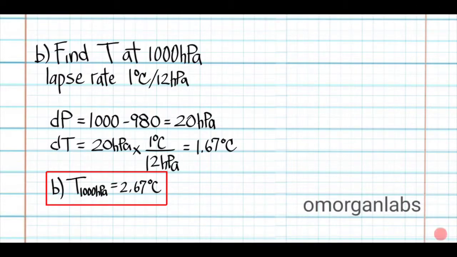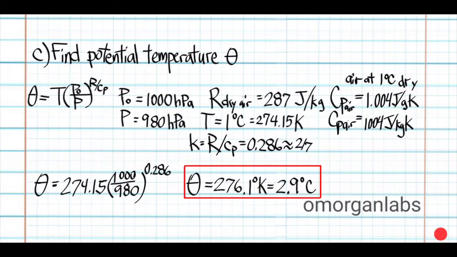We could have picked the 700 for our final and used our temperature from part A, but I think this is simpler. Now, part C, finding the potential temperature theta. For this, we have to use our equation theta equals temperature times P naught, which is our standard reference pressure of 1000 hectopascals, over P, raised to the R over CP. Okay, here are all our pieces to this puzzle.